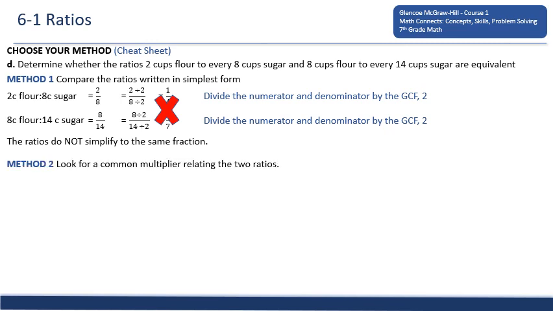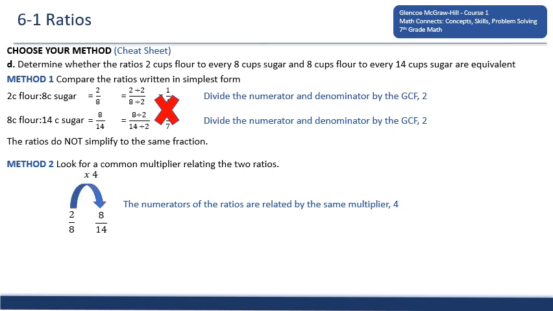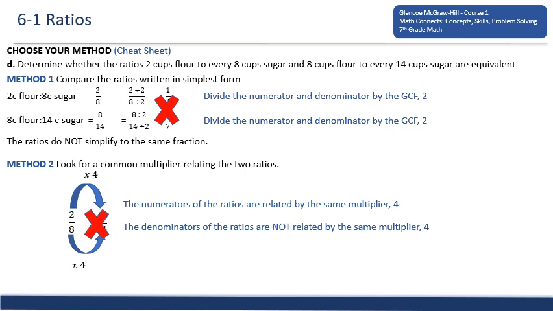We do that by method 2. We have 2/8 and 8/14. The numerators of the ratios are related by the same multiplier 2. So we can multiply 2 times 4 is 8. And if we multiply 8 times 4, we do not get 14. So they are not equivalent.